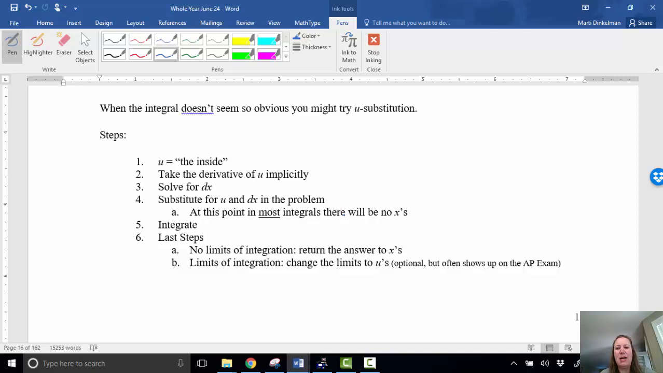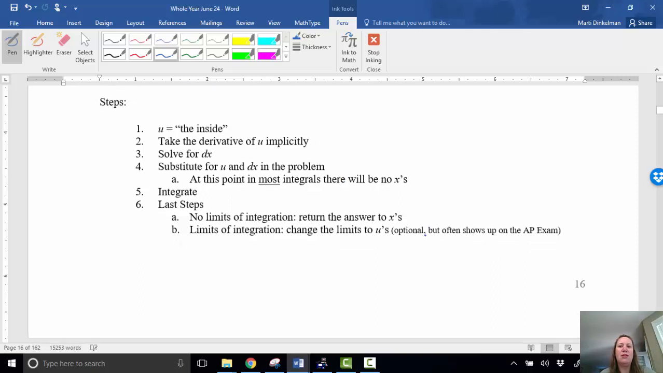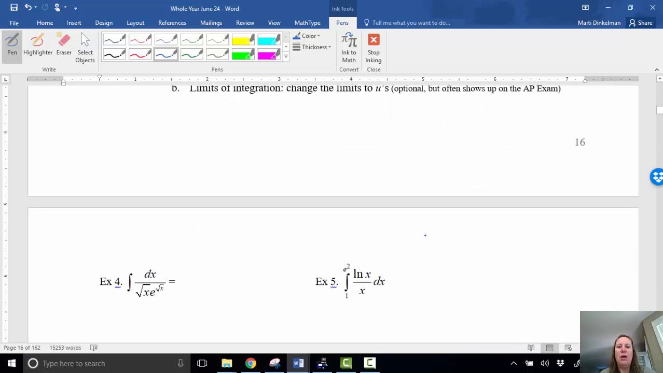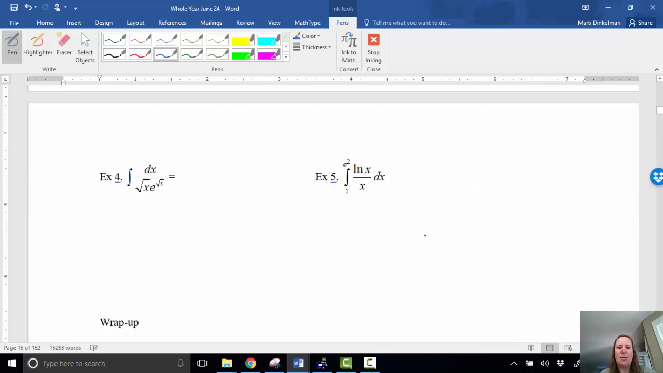Technically it's optional, but often on the AP exam, and I know Mr. Spain was grading the free response and texted me about this recently, there were 0 points if you did not change those limits to u. So it's just something we want to get in the practice of doing, even if we haven't done it before. I'll walk us through that when we look at these examples.